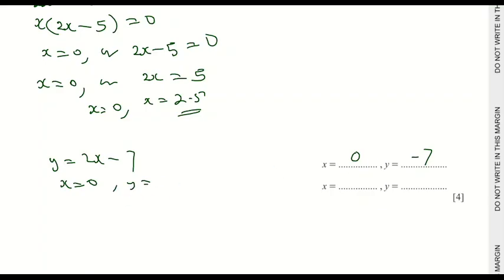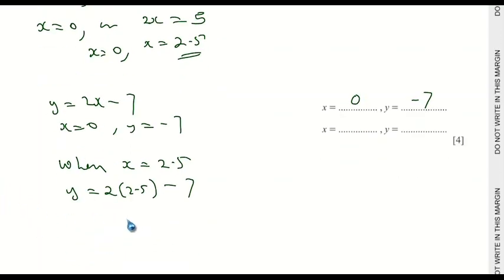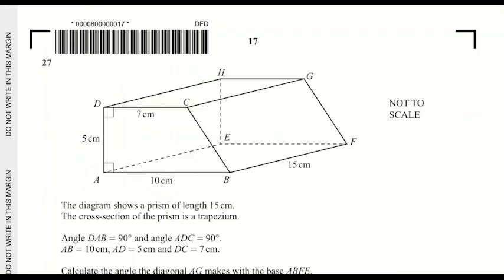So this is pretty easy. When x equals 2.5, y equals 2 times 2.5 minus 7. So this gives 5 minus 7, which will be negative 2. So 2.5 against negative 2. So let's go to the next question.